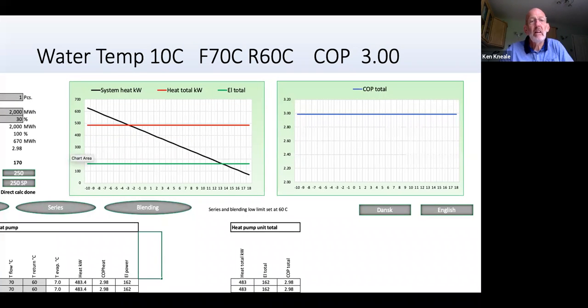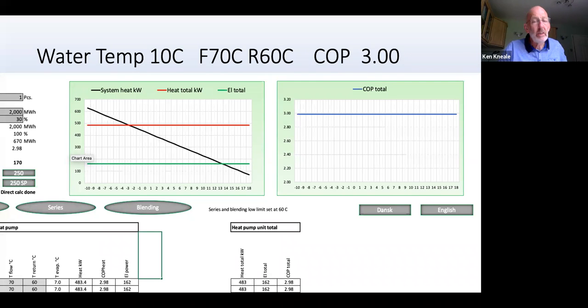The next slide, we've kept everything the same, but we have a flow of 70 now and a return of 60. It's risen to 3, and the heat load now can be managed by the heat pump to an air temperature of -3. So with absolutely no other alterations other than the flow and return temperature, we already are seeing improvements in the performance of the heat pump.